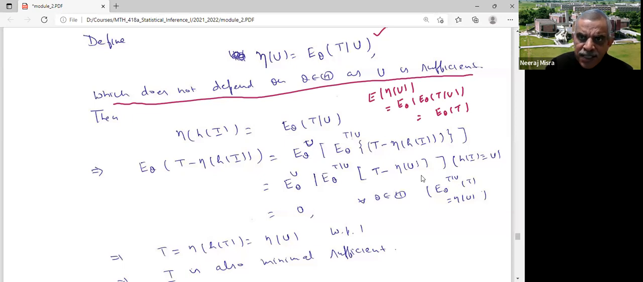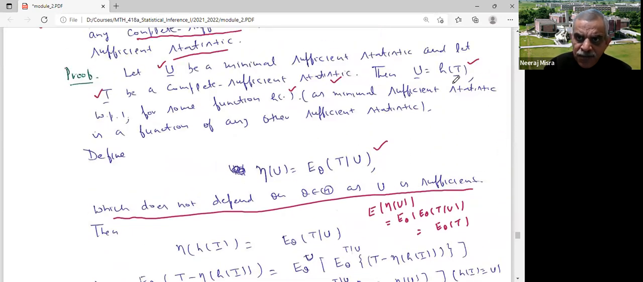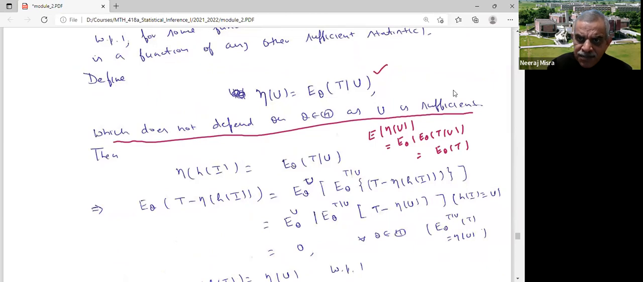That means I've already seen that eta u is a function of t. So what I've shown is that the expected value of eta of h of t minus t would be 0 for every theta. But t is complete. If t is complete, that means eta of h of t is an expectation I can take. So this is some function of t whose expected value is 0.